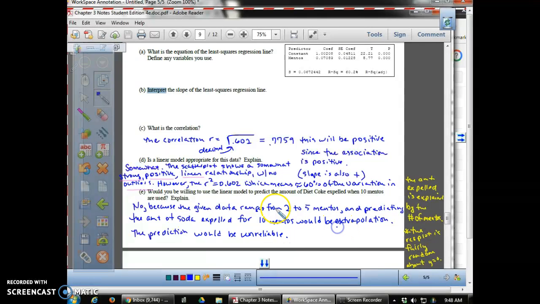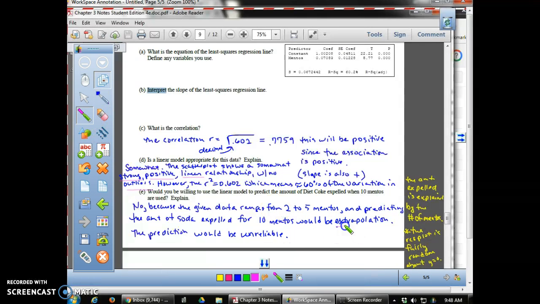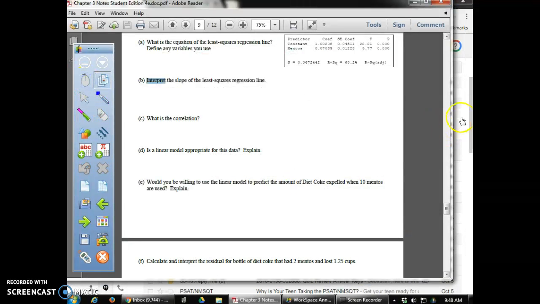Okay, extrapolation is very important, and you want to use that in your writing. You want to always say what extrapolation is. You would definitely be asked that question on a test and also on the AP exam. It's a pretty important concept in AP Stat, so make sure you understand that. Okay, so let's move on to the next page.